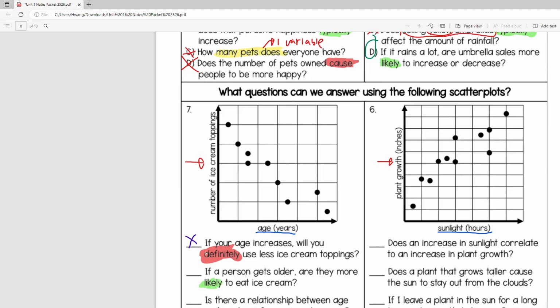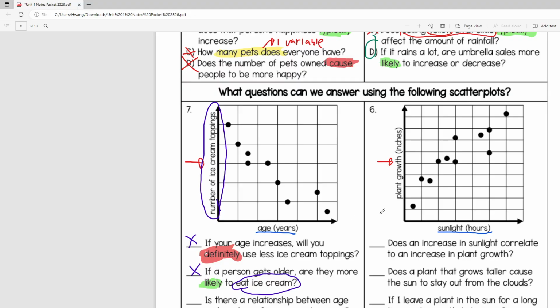The reason why this is wrong is because, what is my independent variable? Is it eating ice cream or is it number of ice cream toppings? Like I told you, the name of the variable should match, so that is also not a good example. Now, let's move on to the last one.